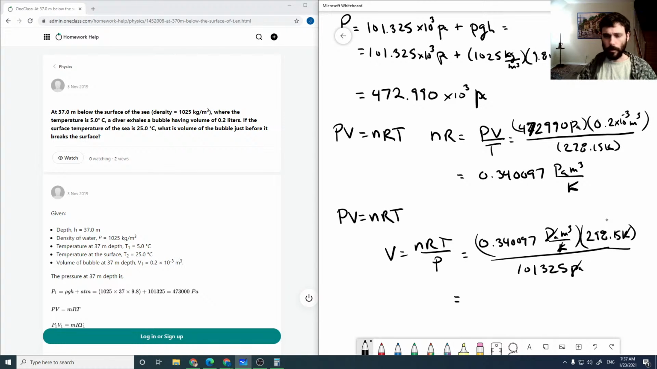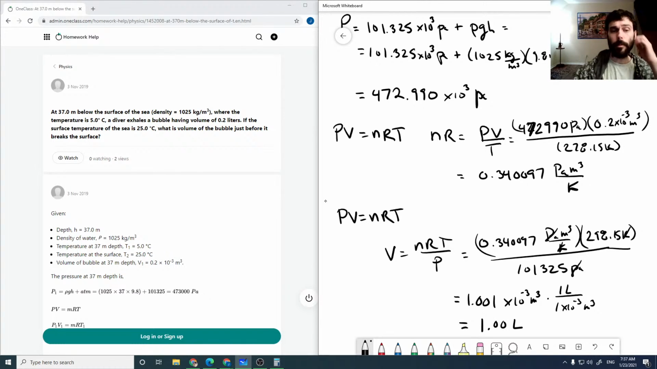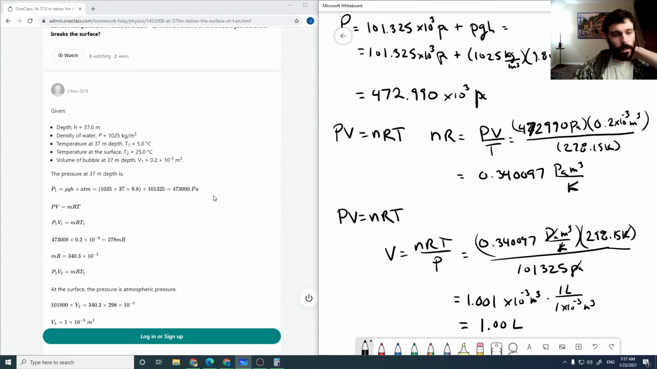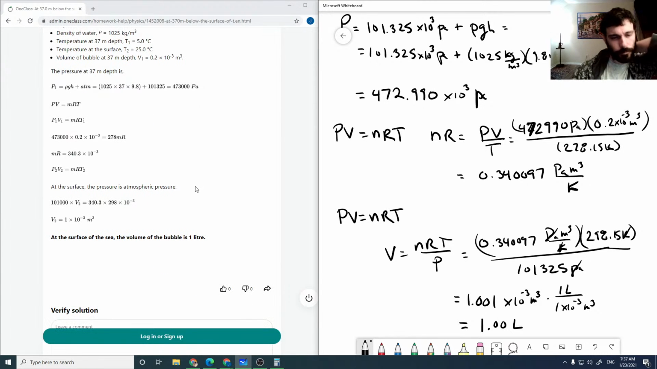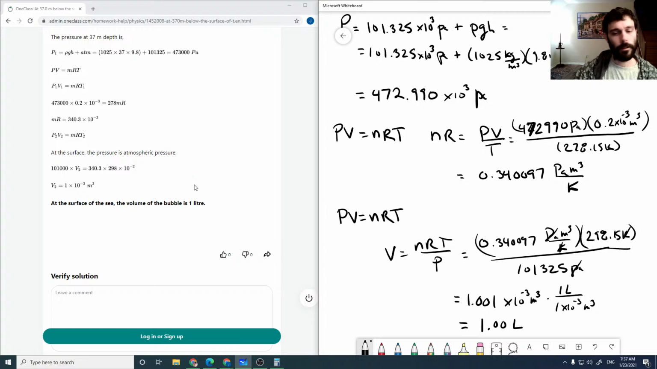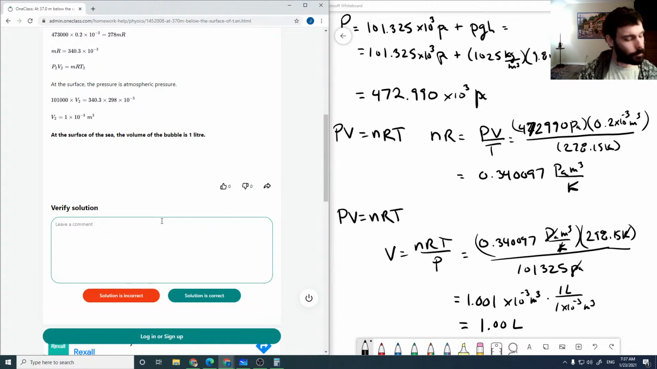And if we do out all these numbers, we get 1.001 times 10 to the minus 3 meters cubed, which we can multiply by a liter per 1 times 10 to the minus 3 meters cubed. And so we get 1.00 liters. So our volume of our bubble at the very top is exactly 1 liter. And if we check through the solution here, that's what they got. So that looks good.